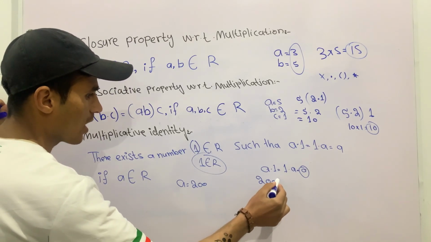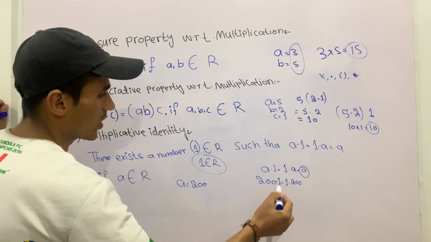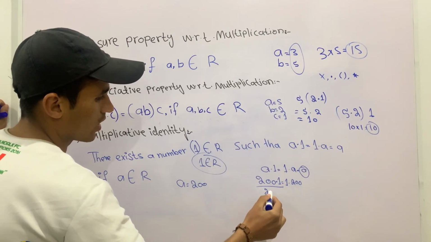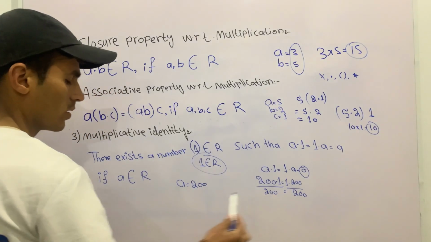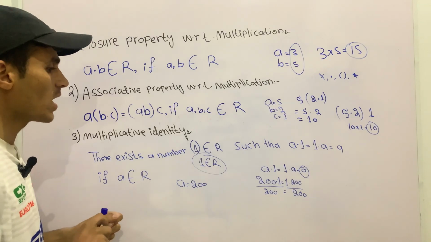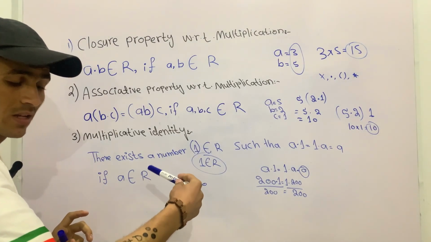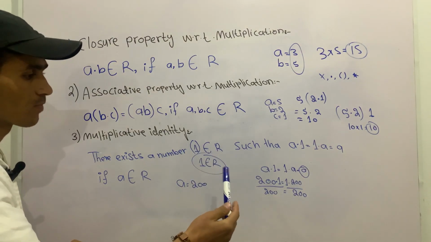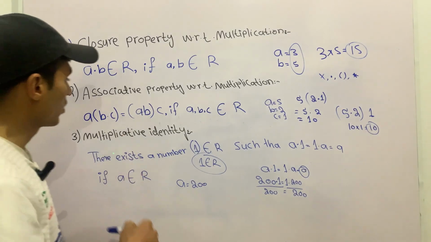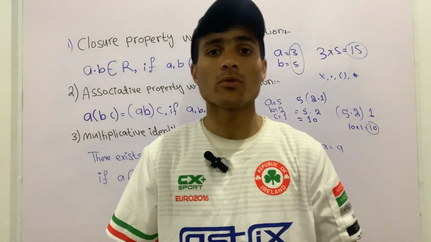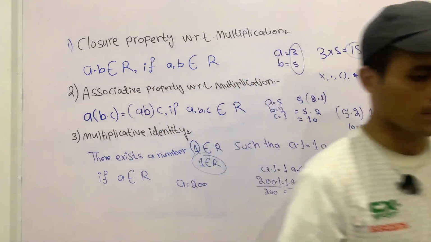200 multiplied by 1 equals 1 multiplied by 200. This equals 200 equals 200. If you multiply any number with 1, and if you multiply 1 to any number, you will get the number you have just started with. This was the multiplicative identity with respect to multiplication of real numbers.